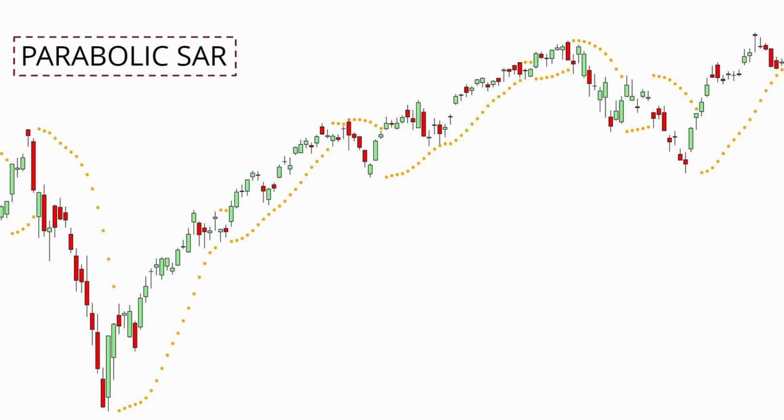Suppose you're trading a stock that has been in a steady uptrend. You notice that the parabolic SAR dots have been plotting below the price, confirming the uptrend. If the dots switch to above the price, it could signal a potential trend reversal to the downside, prompting you to consider closing your long position or even opening a short position.